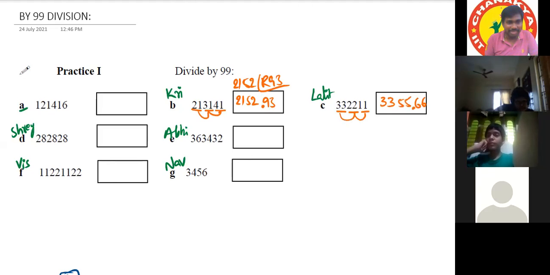Shreyasi, proceed. 28 table. Drop down 28. Now 28 plus 28 is 56. Now 56 plus 28. It will be 84. Answer is 2856.84, or 2856 with the remainder 84. Correct. Abhinav, proceed.